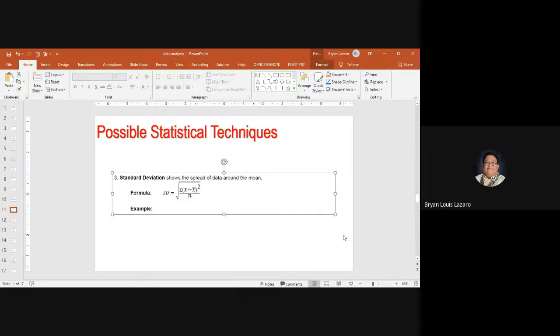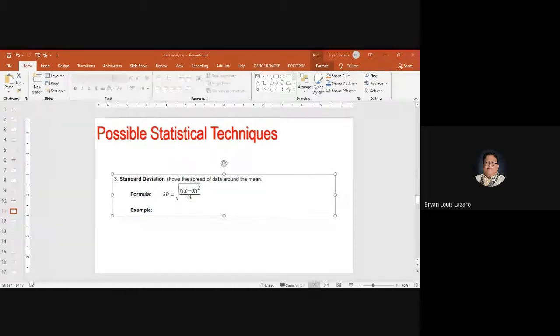So gaano ka-spread yung data mo? Okay? The higher the standard deviation from the mean, mas scattered yung data mo. Okay? Tandaan nyo yun. So, pag mas mataas yung standard deviation, mas scattered yung data. Okay? Kasi that's how you're going to interpret the standard deviation. So, give me a minute.